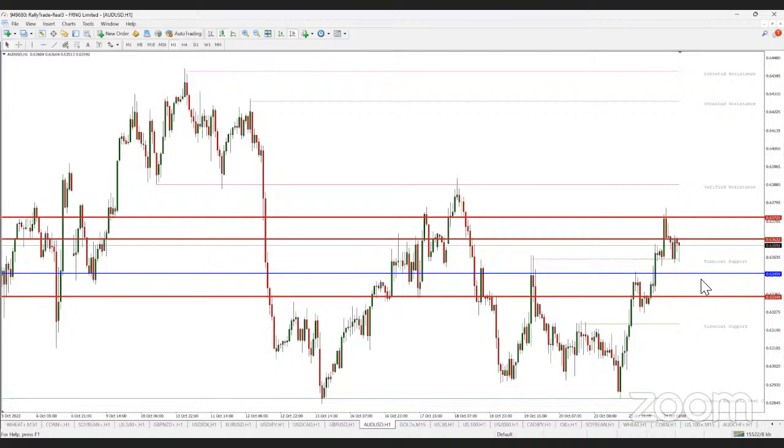Now the sell stop is at 0.63459, 0.63459, and the TP is 0.63349.